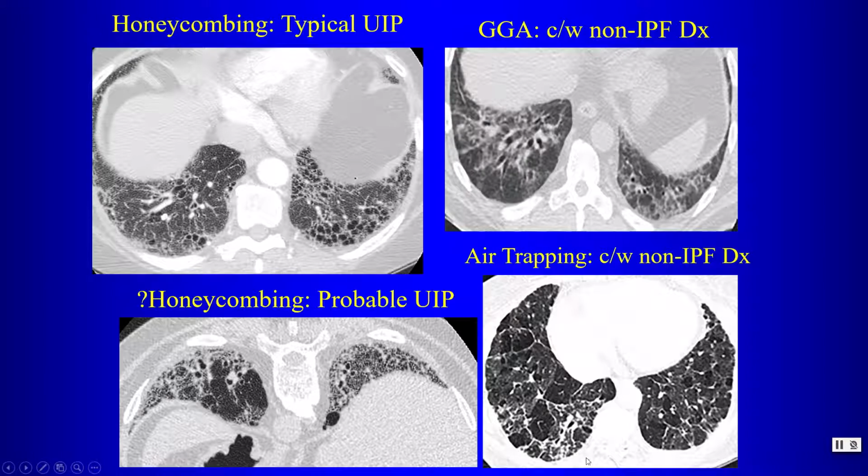And in this example, although we have some reticular abnormalities and traction bronchiectasis, so the traction bronchiectasis telling us that there is fibrotic lung disease, we notice that there is a lot of air trapping. So air trapping is something that we usually do not associate with UIP. So this air trapping is more consistent with a non-idiopathic pulmonary fibrosis diagnosis, especially hypersensitivity pneumonitis.